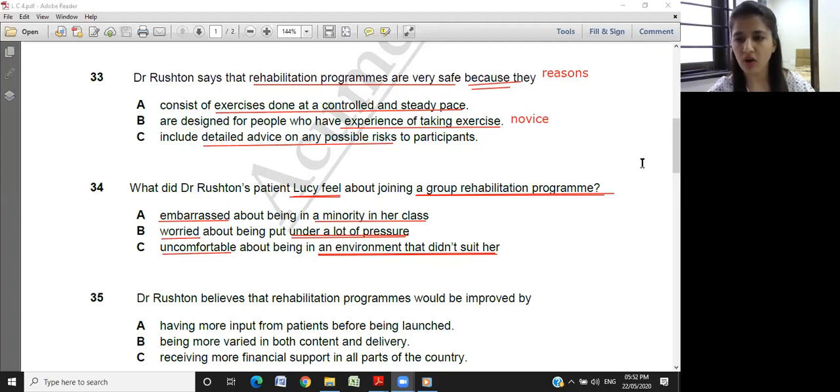Okay, so I can see all of you going with A here for the first question, except Pankti, but yeah, A is the correct answer. Controlled and steady pace. I will show you the transcript to help you understand this.